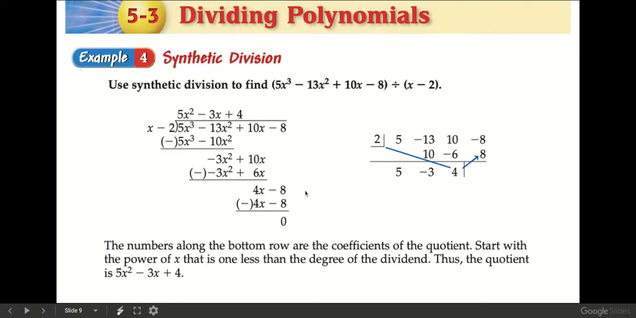Look how much space long division takes up. Look how much space synthetic division takes up. So they do the same thing. It's just that this is a kind of simpler algorithmic process than this one. But either strategy works.